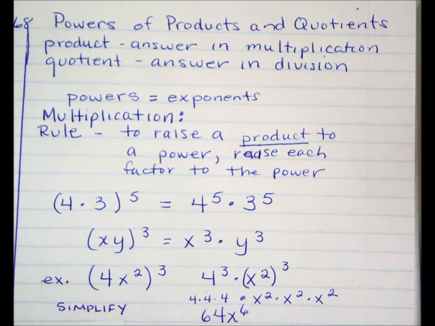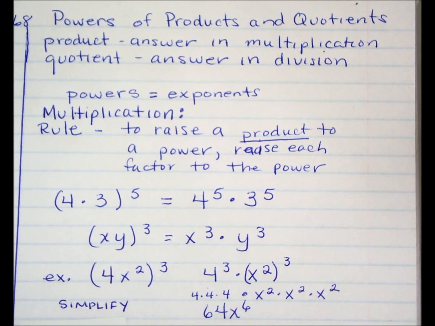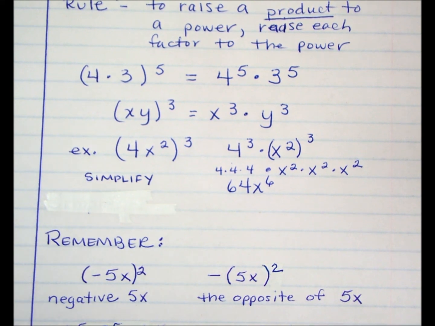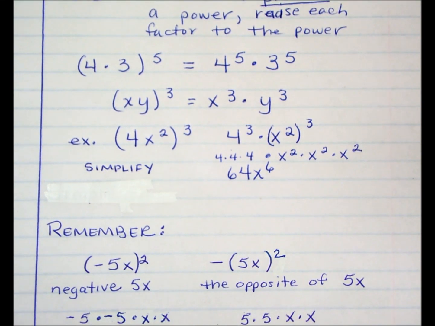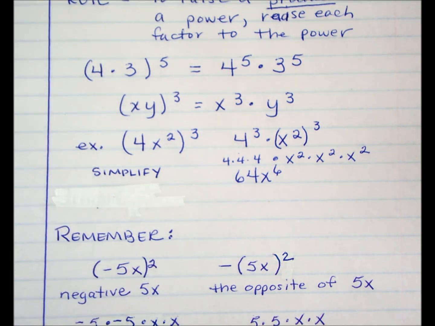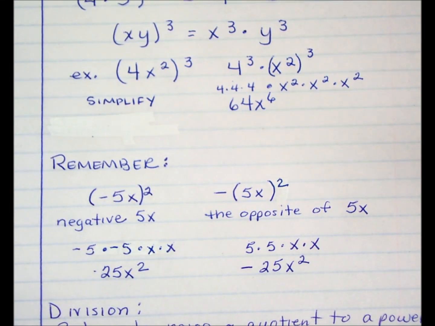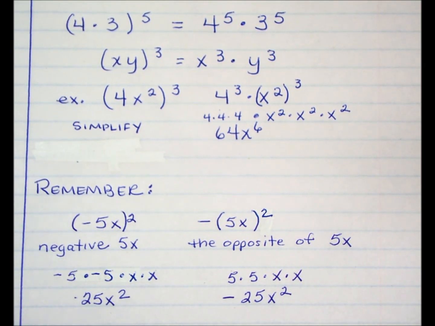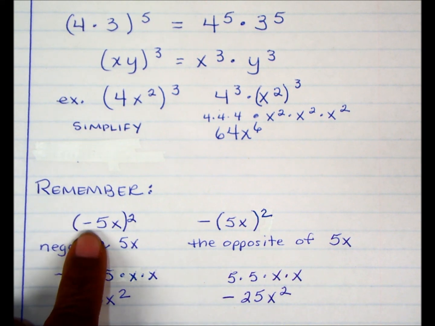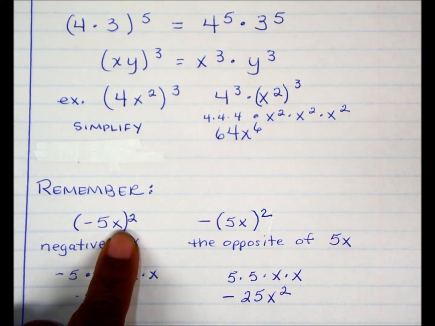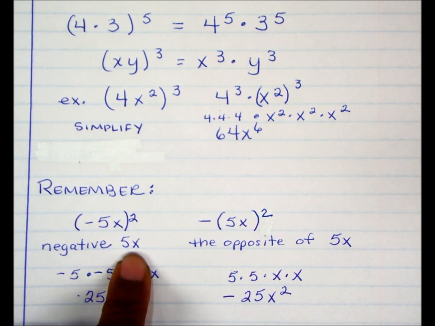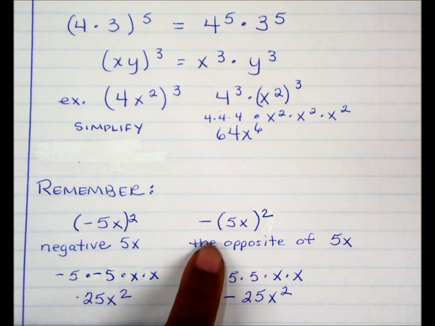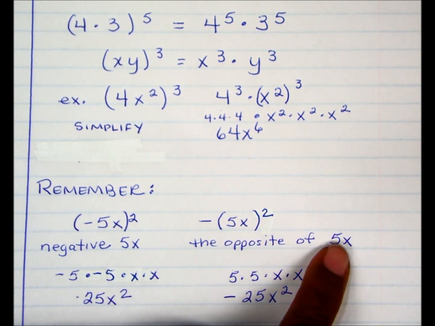That's multiplication. Now, there's a couple things that you need to remember in multiplication when we're talking about exponents. So I'm repeating this again to remind you of it because I want you to not forget this rule. It catches everybody on the test. I've seen it several times catch people on the test. But you need to remember that if it says negative 5x in parentheses, then it reads negative 5x. But if the negative sign is on the outside of the parentheses, it reads the opposite of 5x.